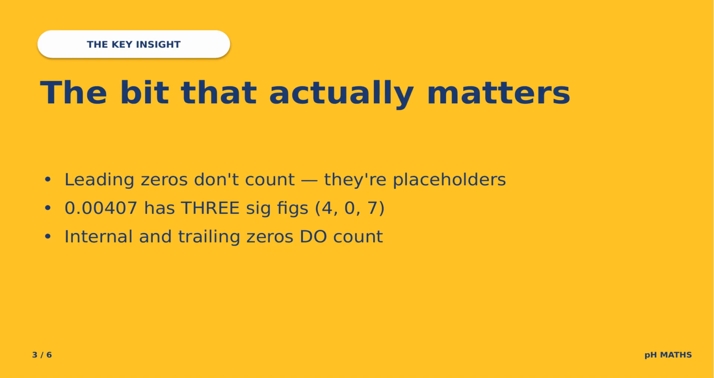So 0.00407 has 3 significant figures. The 4, the 0 in the middle, and the 7. Internal zeros count. Trailing zeros after a decimal point count too. 6.0 is 2 sig figs, not 1. That trailing zero is significant.